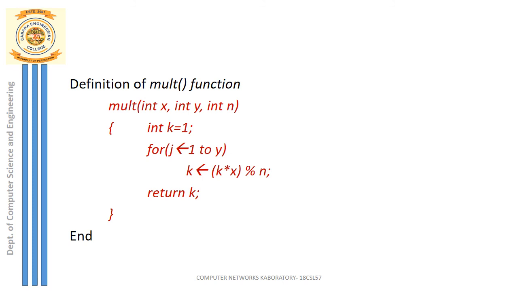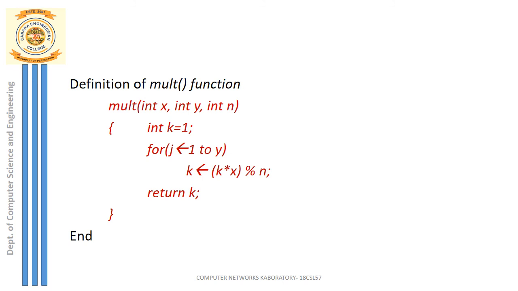At last, we have the mult function definition. Since it takes 3 arguments, we are considering them as integers: int x, int y and int n. The first parameter we are taking for getting the values of either the plain text, that is the content of the message, or the content of the CT array, and the second parameter we are taking to store either the E value or the D value, and the last one is for the n value.